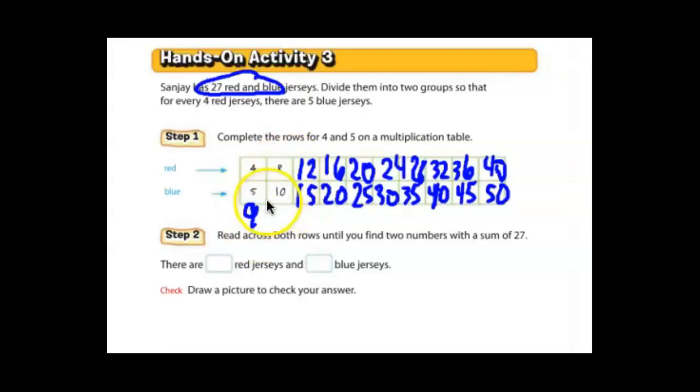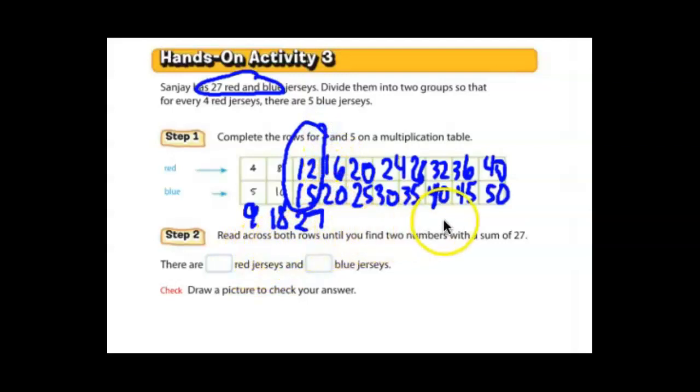So let's see what this next one's going to be. If we have 8 plus 10, what total number is that going to be? That is going to be 18. You're exactly right. So we do the same thing going across again. If we have 12 red jerseys and 15 blue jerseys, what is 12 plus 15? Write that down. All right, that is going to be 27. So this is the ratio that we're looking for.